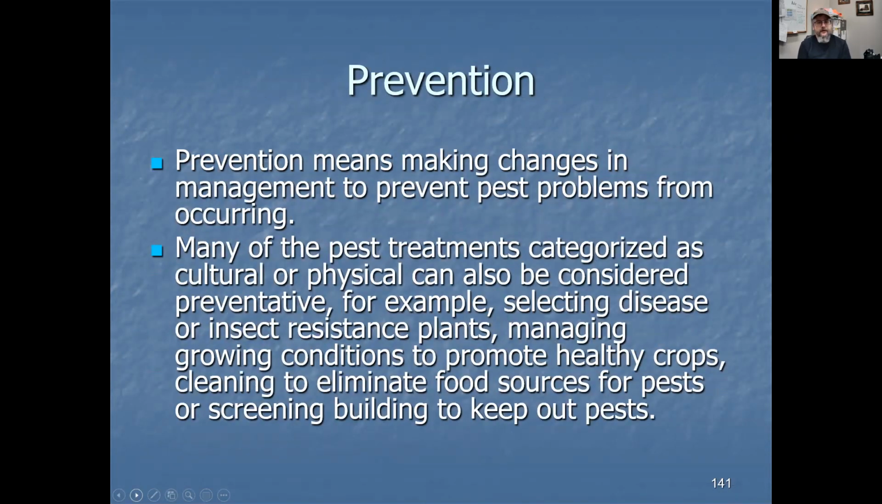So, prevention. Prevention means making changes in management practices to prevent pest problems from occurring. Many of the pest treatments categorized as cultural or physical can also be considered preventative. For example, selecting disease or insect-resistant plants, managing growing conditions to promote healthy crops, cleaning to eliminate food sources for pests, or screening buildings to keep pests out.